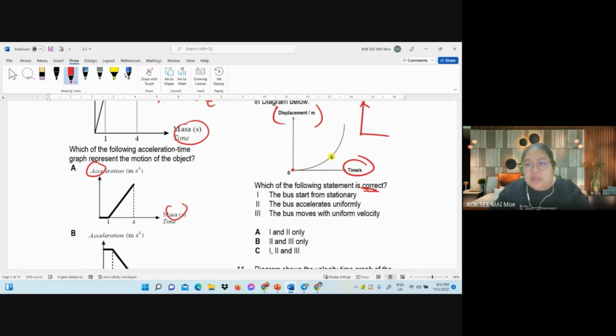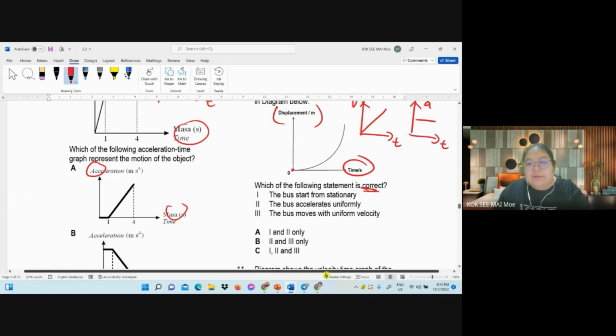This one is an ST graph. If I convert to a VT graph, how to draw, it should be like this. If I convert to the AT graph, then it should be constant acceleration. So from here, they say the bar accelerates uniformly. Okay, correct. Uniform is correct.